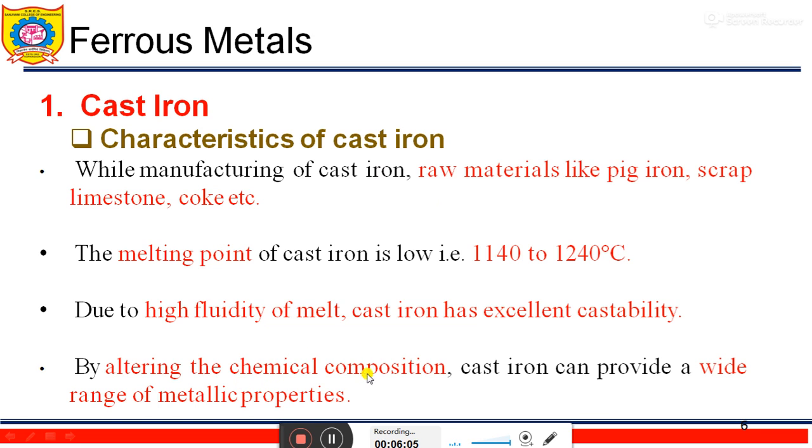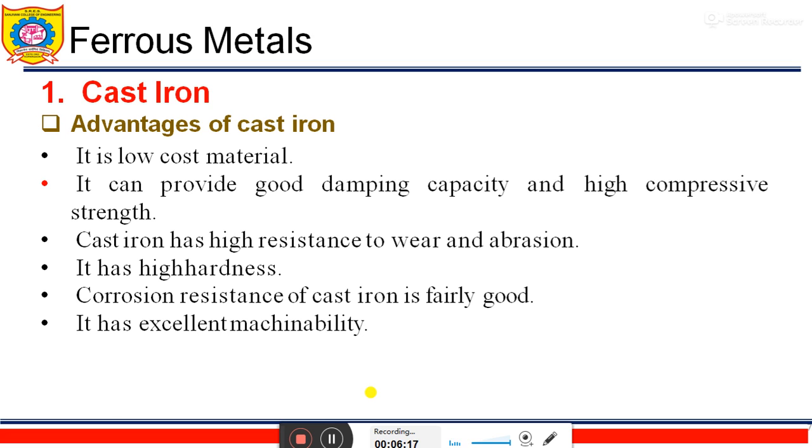By altering the chemical composition, cast iron can provide a wide range of metallic properties. Advantages: it is a low cost material. It provides good vibration damping capacity and high compressive strength. It can absorb shocks. Cast iron has high resistance to wear and abrasion. It has high hardness. Corrosion resistance of cast iron is fairly good.